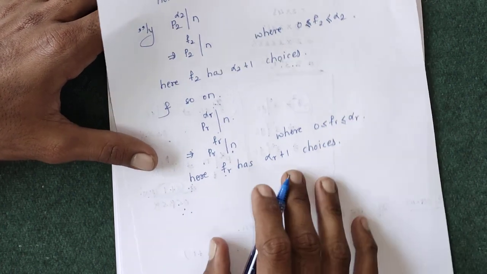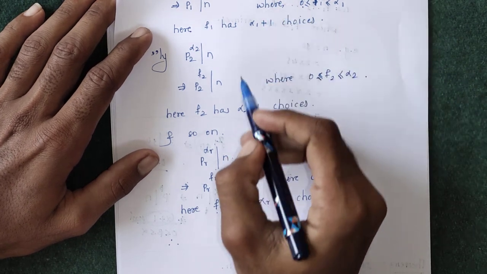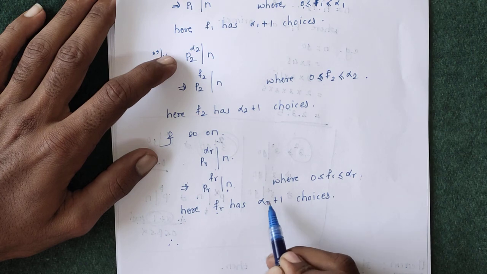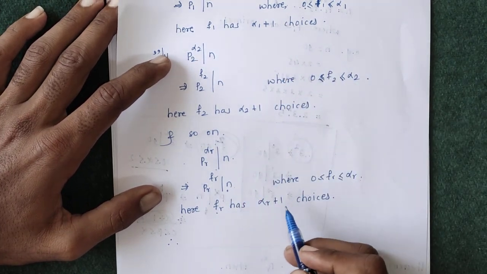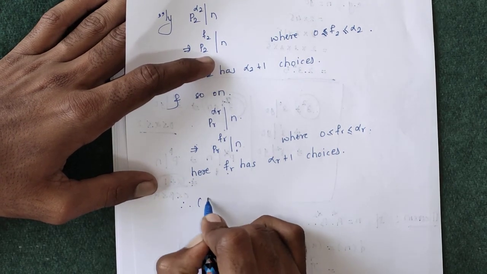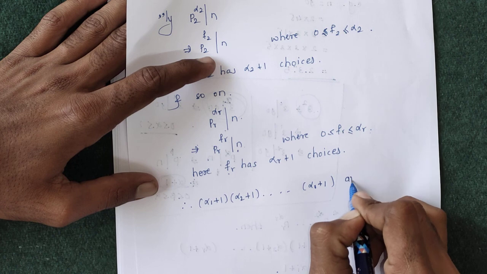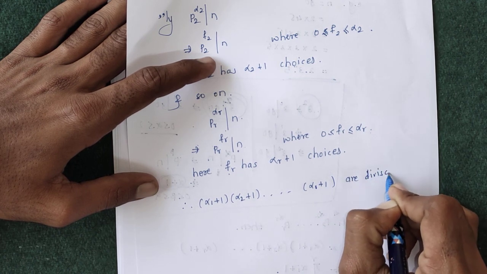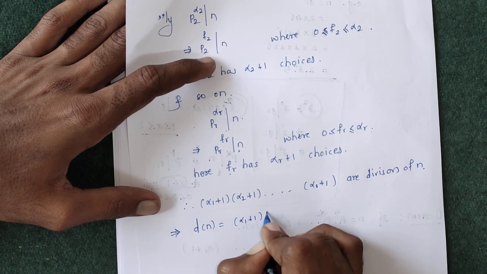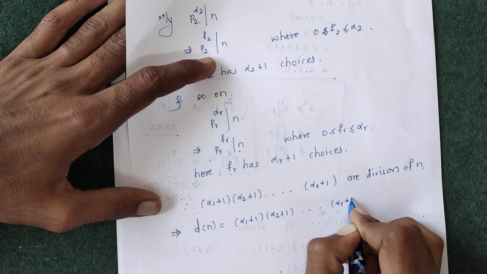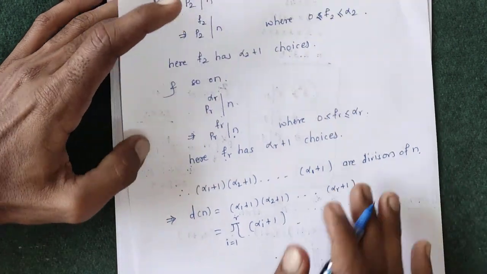So we can write the total number of divisors as follows: from the first step there are alpha 1 plus 1 choices, from the second we get alpha 2 plus 1, and from the last we get alpha r plus 1 choices. So there are exactly the multiplication of these, alpha 1 plus 1 into alpha 2 plus 1 up to alpha r plus 1, divisors of n. Therefore we can write d of n is equal to alpha 1 plus 1 into alpha 2 plus 1 up to alpha r plus 1, or we can generalize this as the product, i running from 1 to r, of alpha i plus 1.